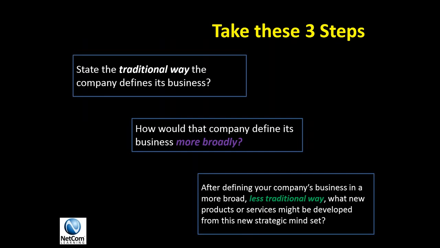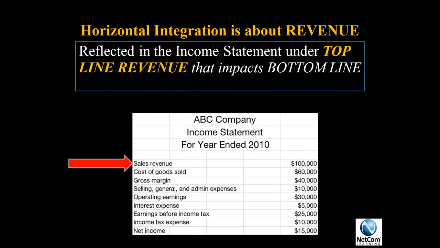So again, the 3 steps are: 1, state the traditional way your company defines its business. 2, how would that company define its business more broadly? And then 3, after defining your company's business in a more broad, less traditional way, what new products or services might come to mind that can be developed from this new strategic mindset. Now, we discussed how vertical integration is about the cost, while horizontal integration is about the revenue. And remember, net income equals revenue minus cost. So both vertical and horizontal integration is about maximizing net income. Horizontal integration is reflected in the income statement under top line revenue.